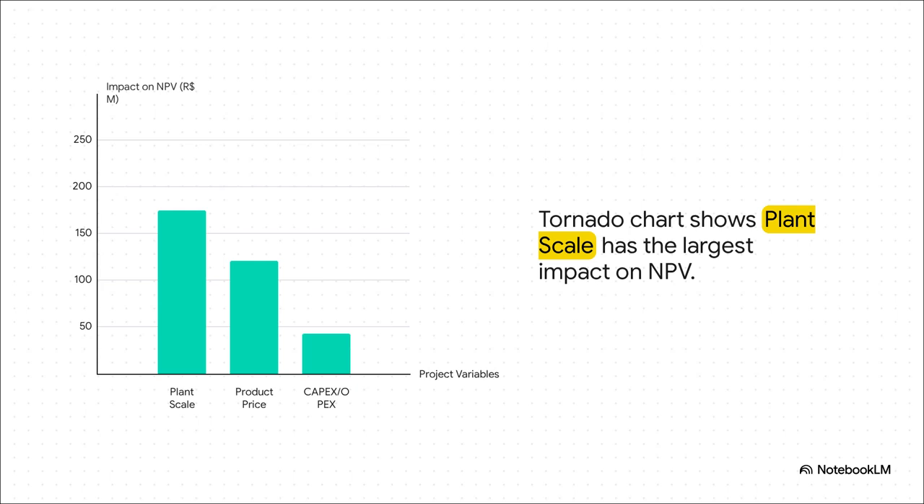See that top bar? Plant scale. It has by far the widest impact on our profitability. That makes it our number one risk factor. The other variables, things like product price and our costs, both the initial ones, CAPEX, and the ongoing ones, OPEX, they have a much smaller impact.